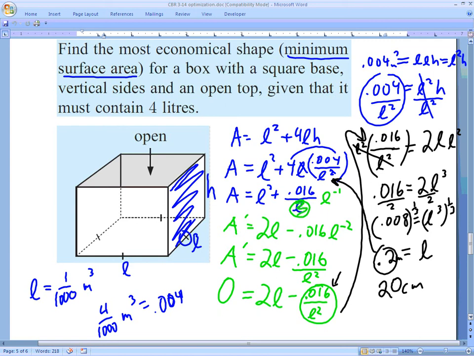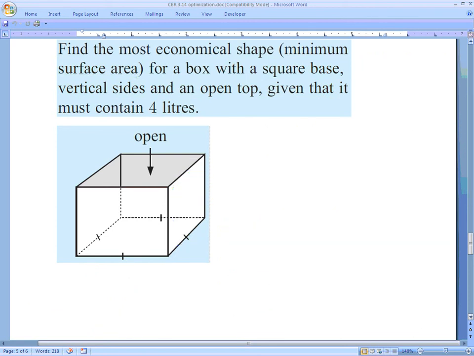If you want to figure out what the height is, we could take our L and go all the way back to this problem right here, which says take 0.004 cubic meters and divide by 0.2 meters squared, and we could find H that way as well. And I believe you end up with 40 centimeters, but you can check that on here, 0.4 meters. But anyway, that's the idea of our optimization on this problem.